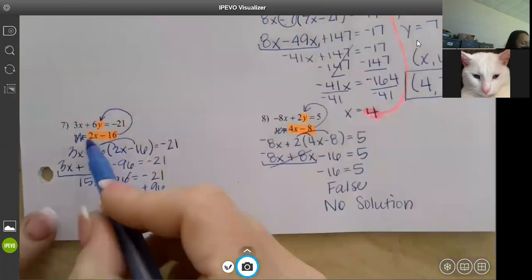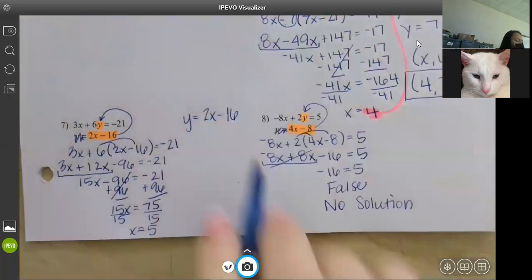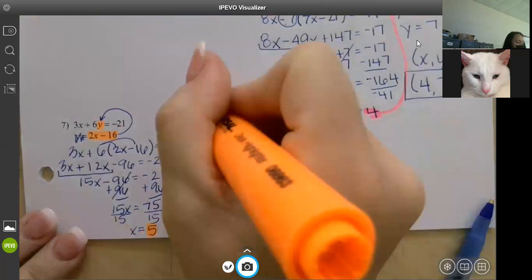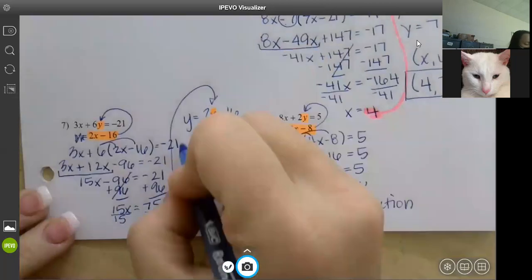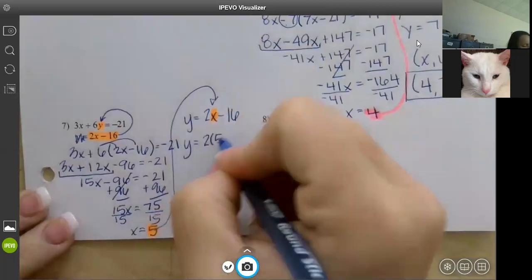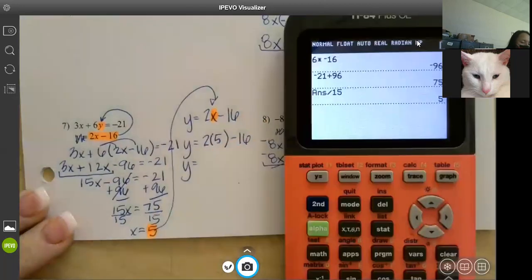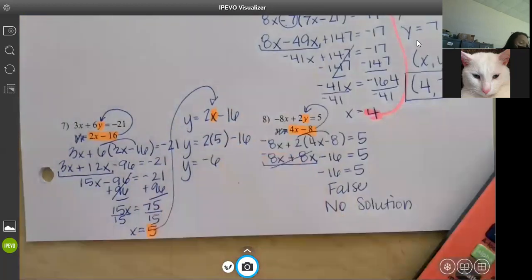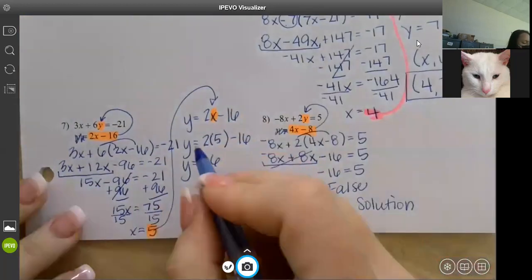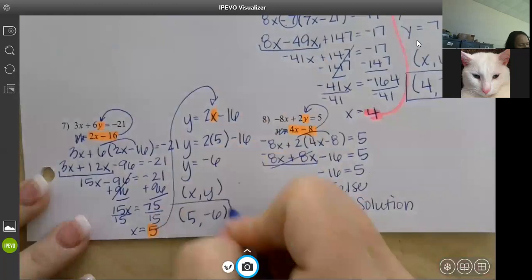Use the easiest equation. It's going to be that last one, y equals 2x minus 16. And we're going to take that 5 and put it right there. Okay, so take that 5 and put it in there. Y equals 2 times 5 minus 16. You can put that in your calculator. If you want to use those parentheses, that's fine. And we get negative 6. What is our coordinate? Remember that it's an XY coordinate, so 5 has to go first, and then negative 6.